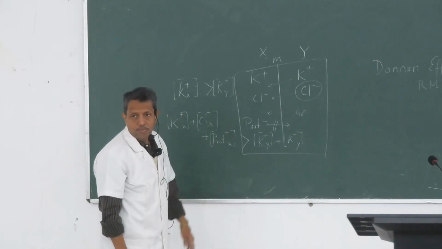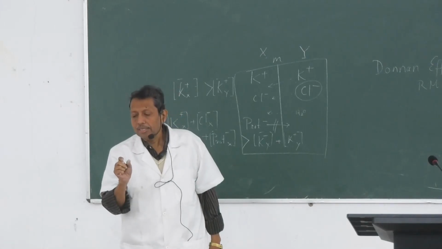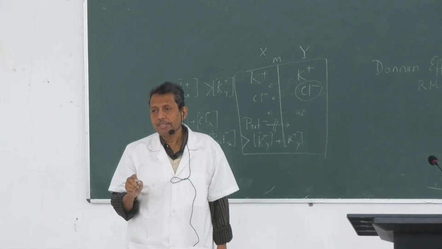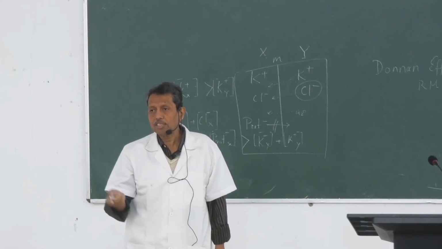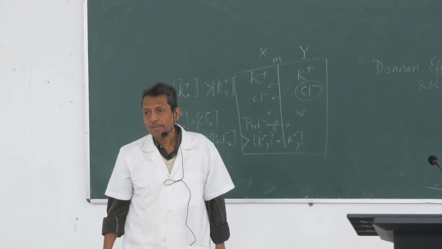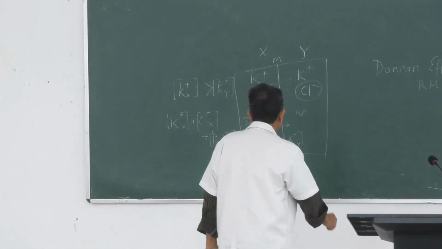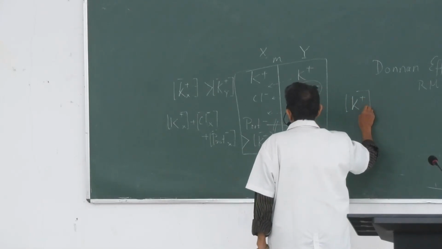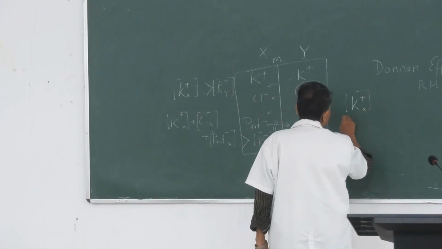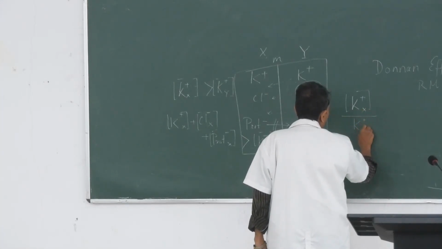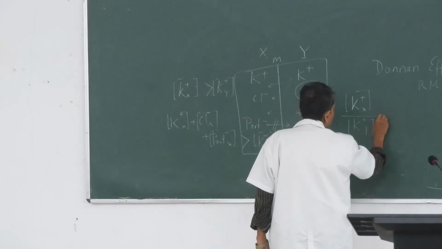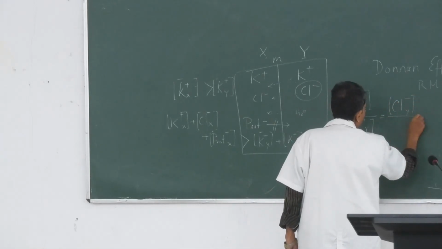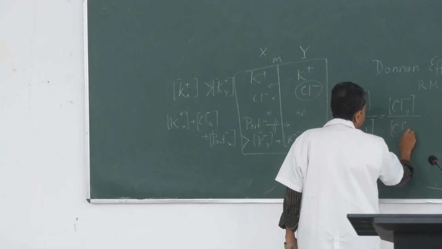And in this condition, Donnan and Gibbs says that this ratio of the potassium and chloride in the compartments in the reverse direction, their ratios are equal. Suppose potassium concentration X divided by potassium concentration Y is equal to chloride concentration Y divided by chloride concentration X.